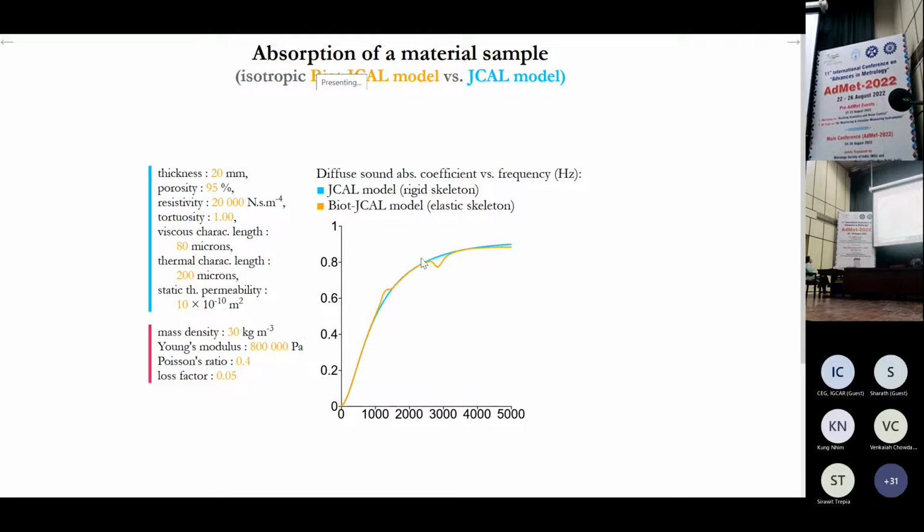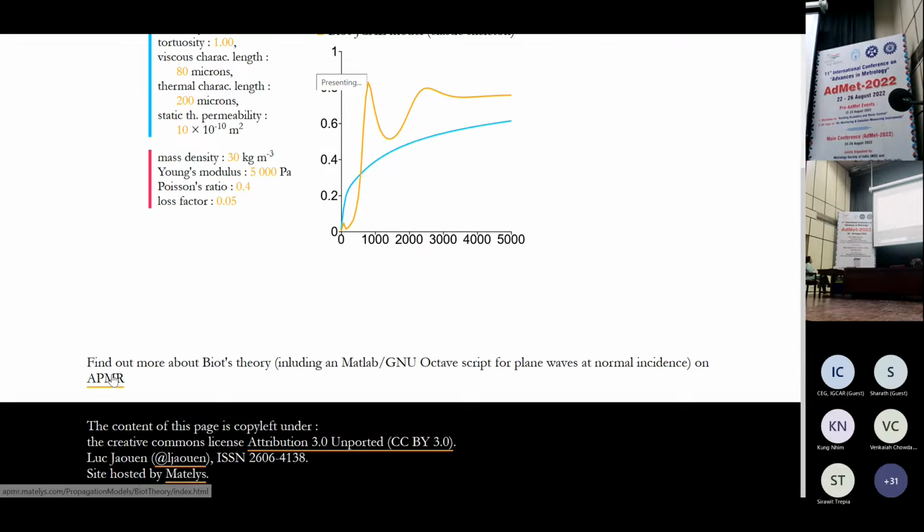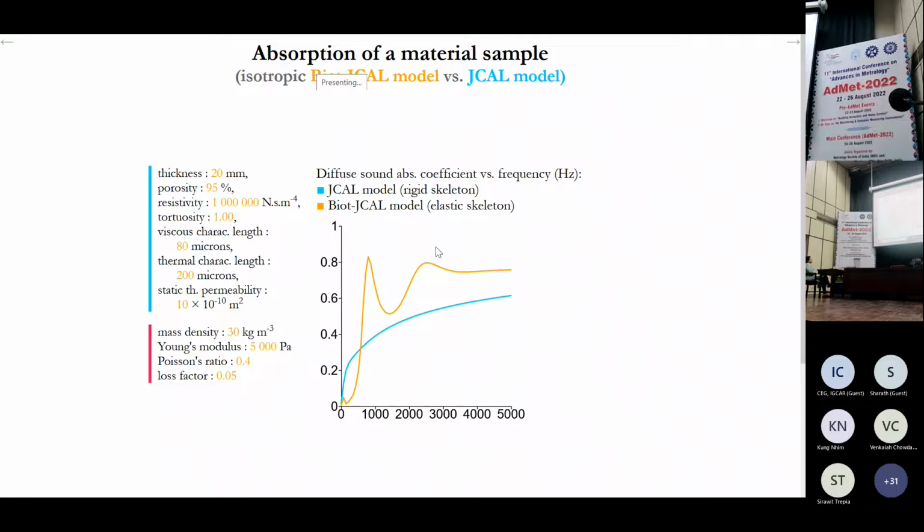One can imagine that the effects are not so big when the skeleton part is set into motion. This is true, but only when you have a low resistivity, because when you have a higher resistivity, you will see that the impact between the model assuming a rigid skeleton and the one taking into account the motion of the solid part can be much higher. Here's another example. Again, if you go to the APMR website, you will find a MATLAB GNU Octave script to compute the coefficient of sound absorption for normal incidence, because for diffuse sound fields, it requires another type of method, more computational. I will not go into these details now.